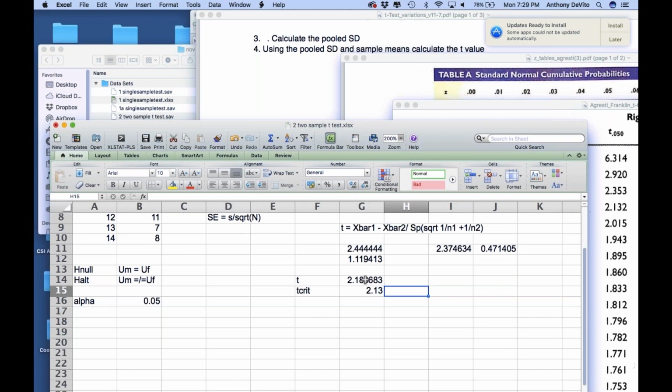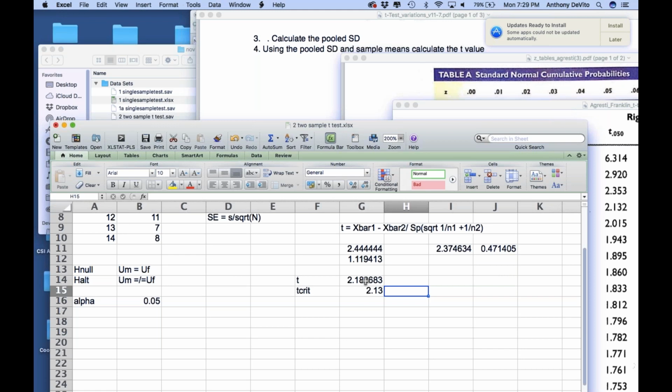Had this been 2.0, for instance, I would have failed to reject the null hypothesis. End of story. We don't make any conclusions about whether or not the null hypothesis is true. We just say we failed. But in this case, we reject the null hypothesis. Now, if I asked you, what would I expect the p-value to be here? Would it be greater than 0.05 or less than 0.05?